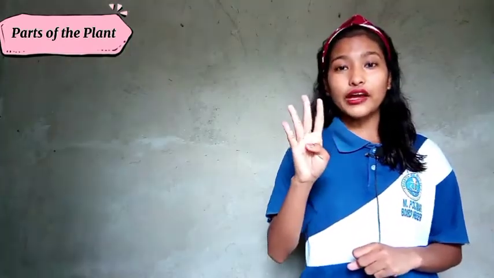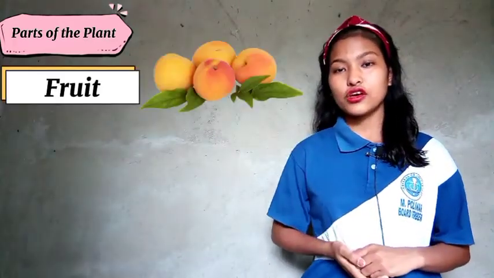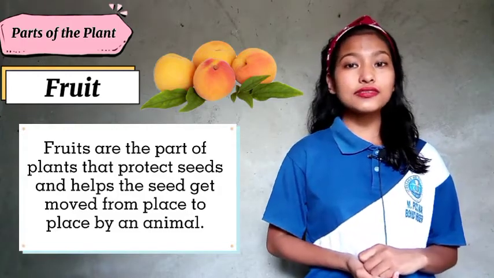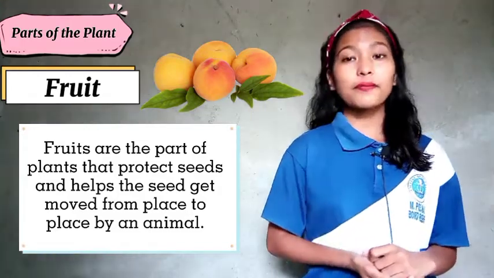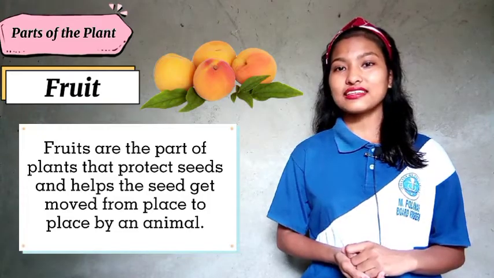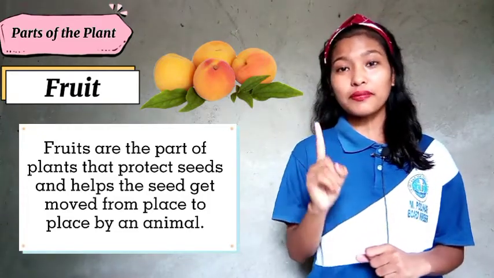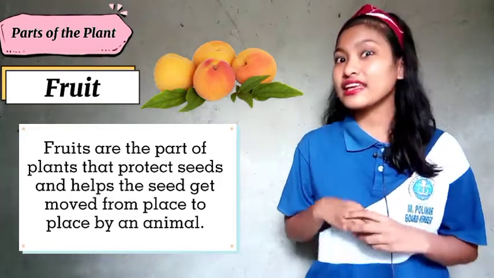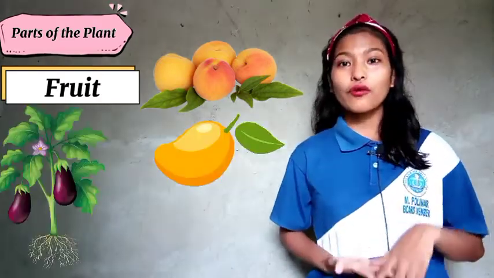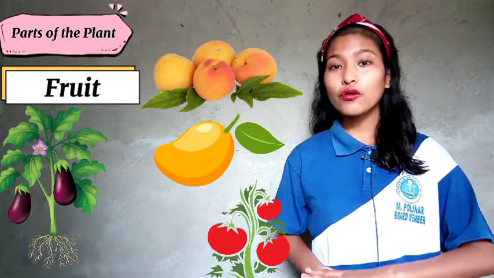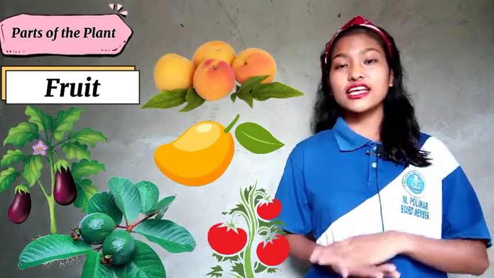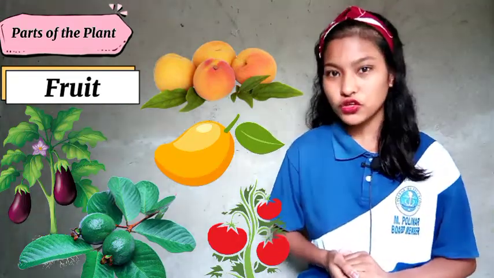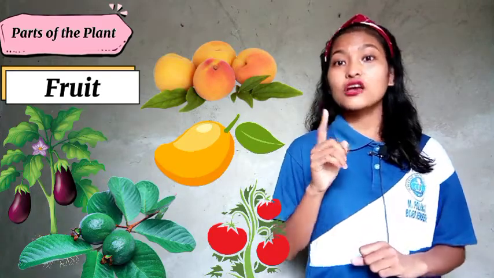The fourth part of the plant is fruits. Fruits are the parts of the plant that protect seeds and help the seeds get moved from place to place by animals. And this part of the plant is our favorite. Some examples of fruits that we usually eat are mango, eggplant, tomato, guava, squash, etc. And usually, animals like to eat fruits because they taste sweet.